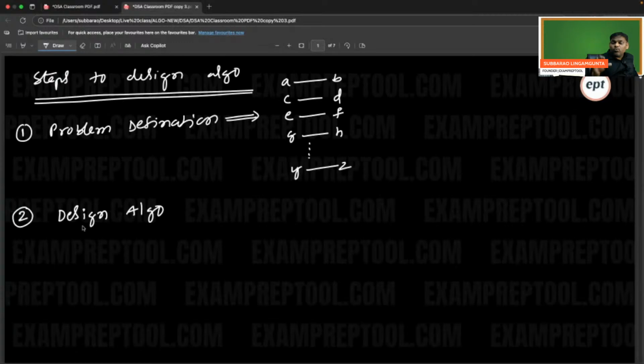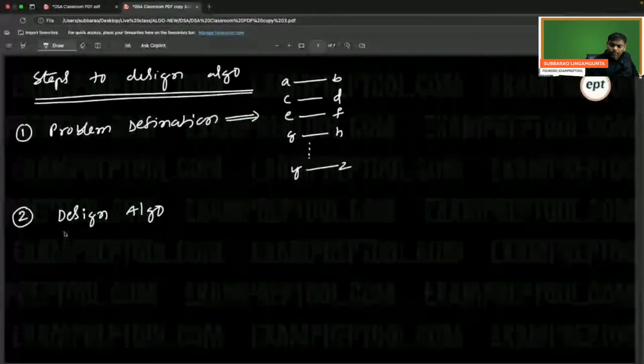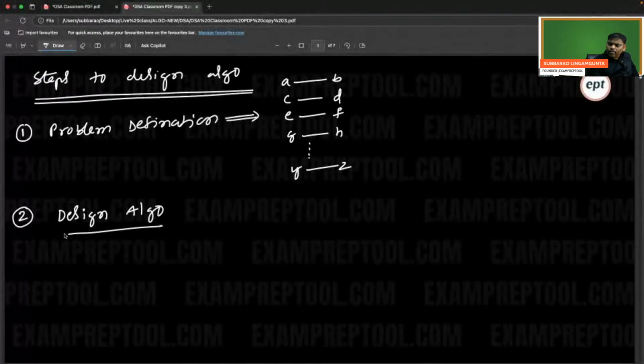So first step, we will give clarity: what is the problem? Second step, we will give clarity to your problem: which designing technique I have to select. This is the one which will decide your game. This will not come directly. When you practice some problems, you will get the clarity.